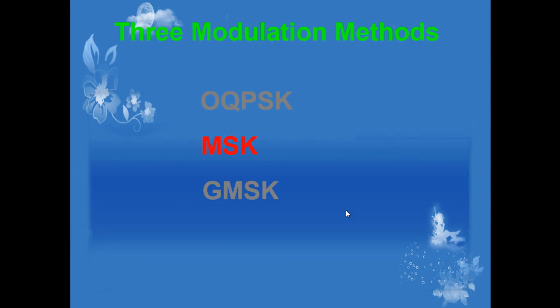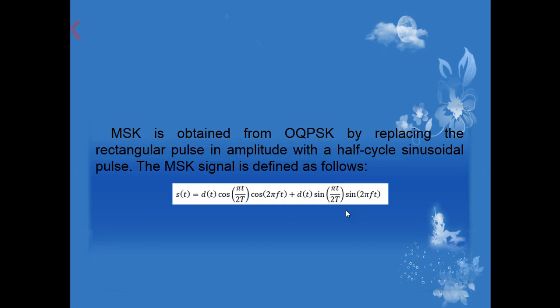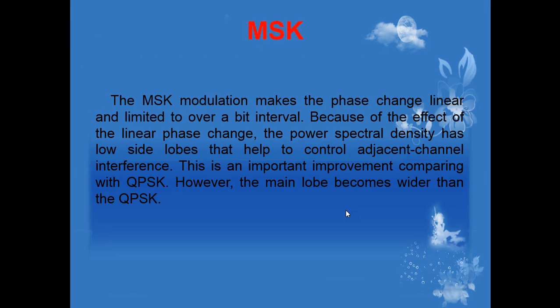Then we have the MSK modulation method. MSK is obtained from OQPSK by replacing the rectangular pulse in amplitude with a half-cycle sinusoidal pulse. The MSK signal is defined as follows. This is the formula of MSK. The power spectral density has low side lobes that help to control adjacent channel interference. This is a very important improvement compared with QPSK.